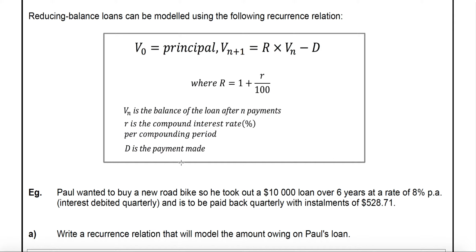Now, D here is actually your payment. The reason it's being subtracted here is because Vn represents the balance. It represents what we owe. And of course, as we make a repayment, the amount that we owe is going to be reducing. So we need to take off D. We need to take off the payment that is being made.